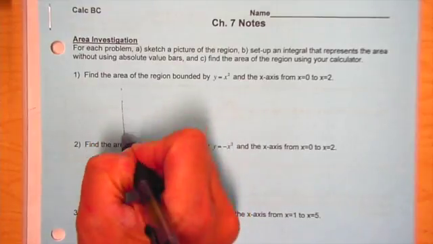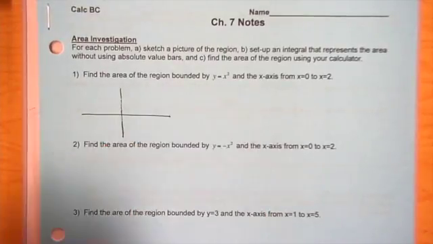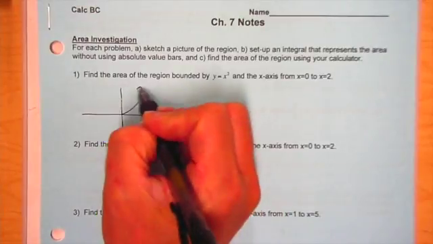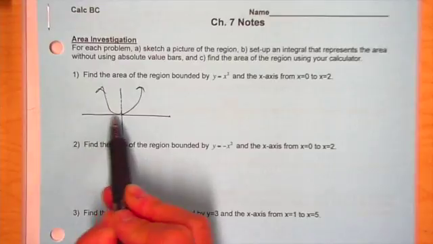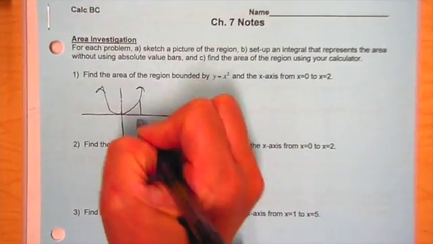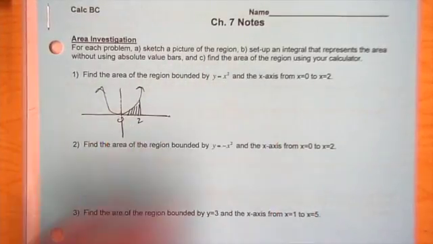So first thing we're going to do on all of these problems is make a rough sketch. So y equals x squared is my parabola, and I'm only looking at the region bounded by the curve and the x-axis from 0 to 2. So this is the region I want to find the area of.